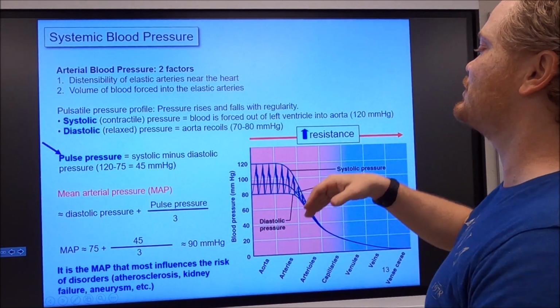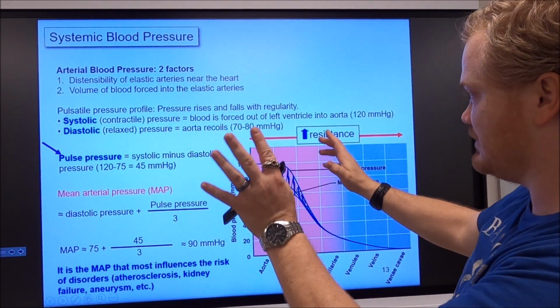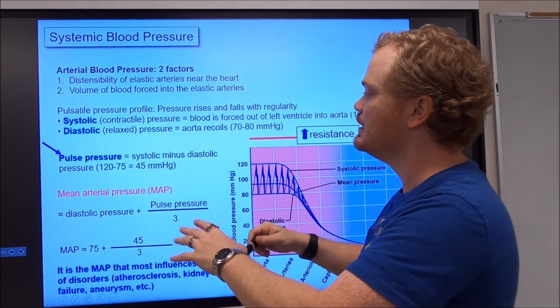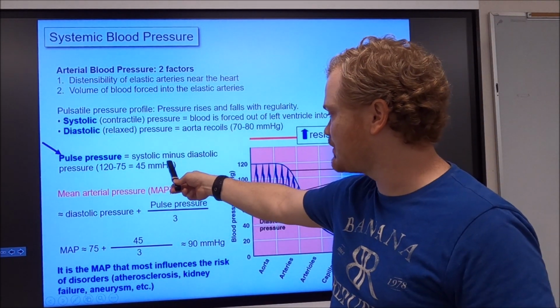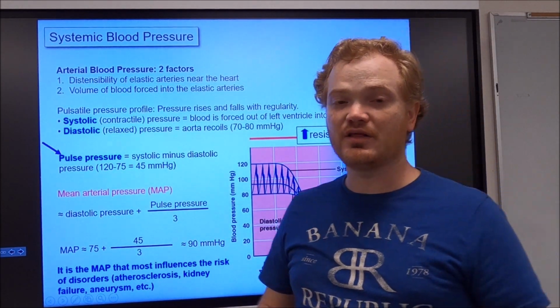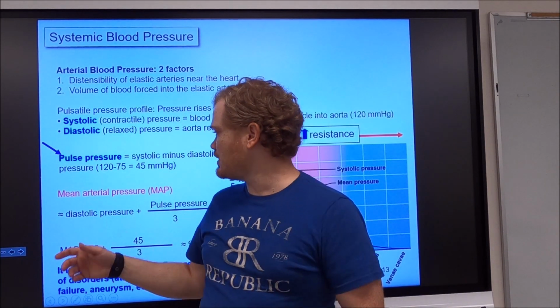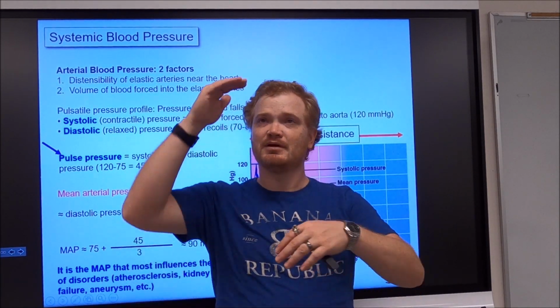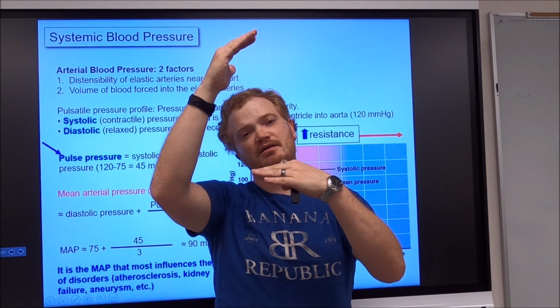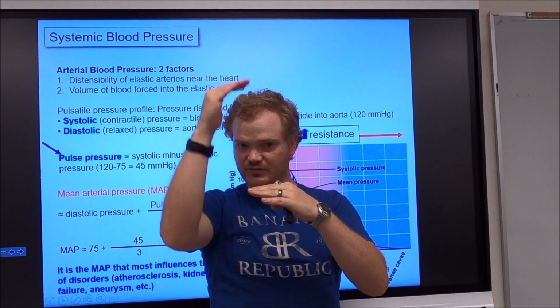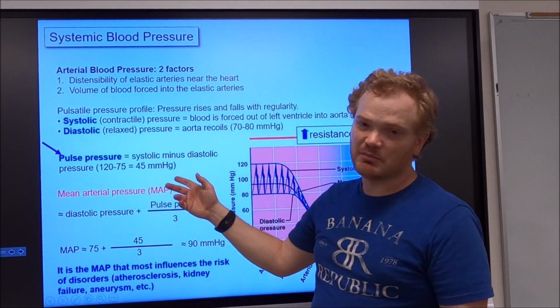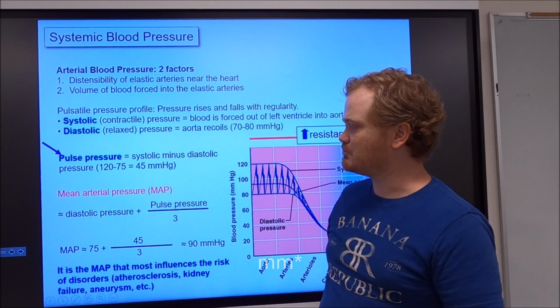So the first thing I want to talk about is pulse pressure. Pulse pressure is the systolic pressure minus the diastolic pressure. In other words, what's the whole range? If your blood pressure is 120/75, you've got 120 up here and 75 down here, your pulse pressure, which is the difference between the two, would be 45 millimeters of mercury. Again, it's the measurement of pressure.